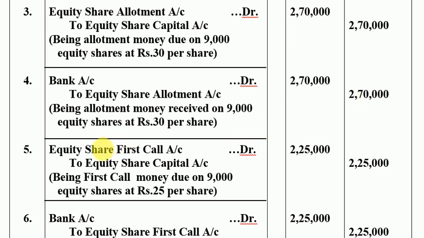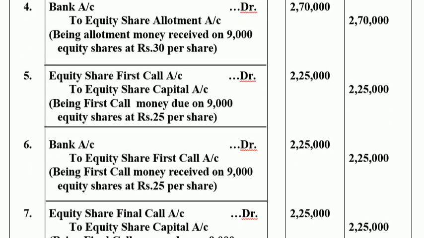The next entry will go for making first call due, which is our third installment. And remember, the third installment is always entry number 5. Equity share first call account debit to equity share capital account. So third installment due is equity share first call account debit to equity share capital account 2,25,000, 2,25,000. Being first call money due on 9,000 shares at rupees 25 per share.